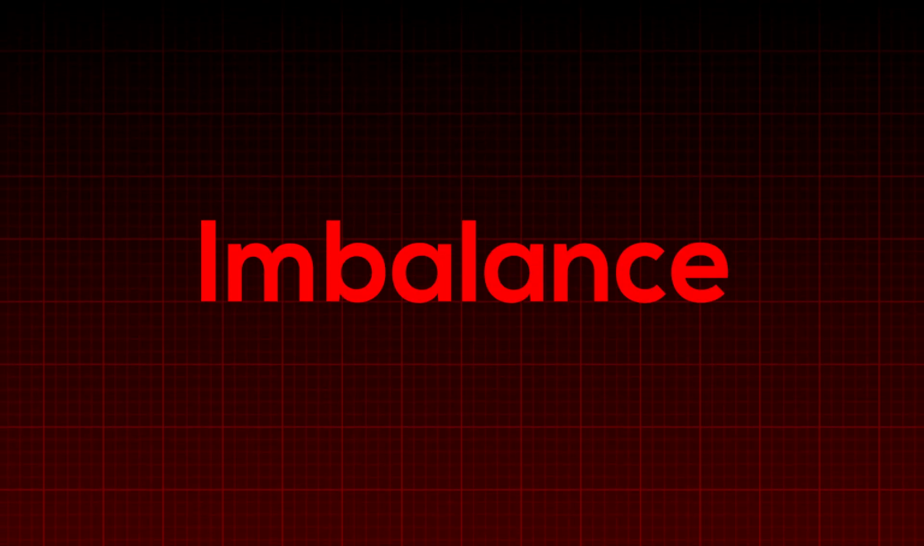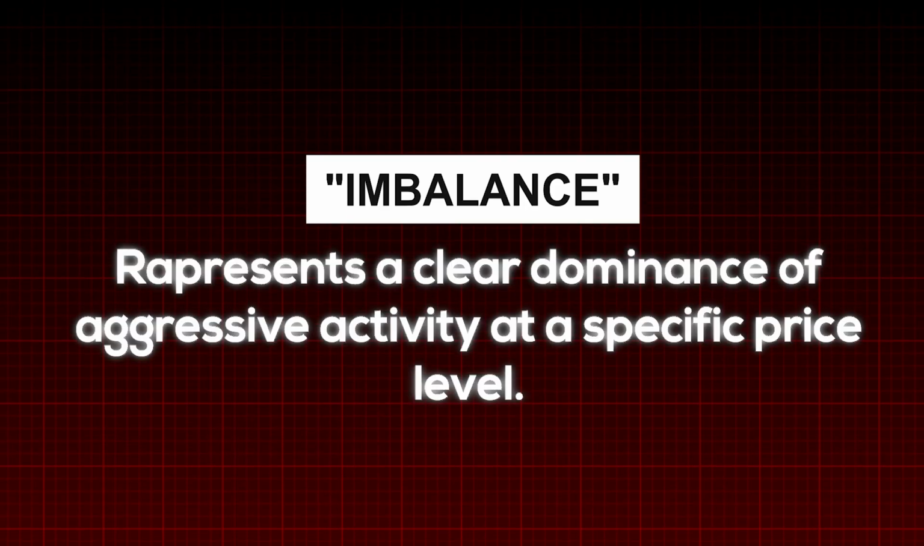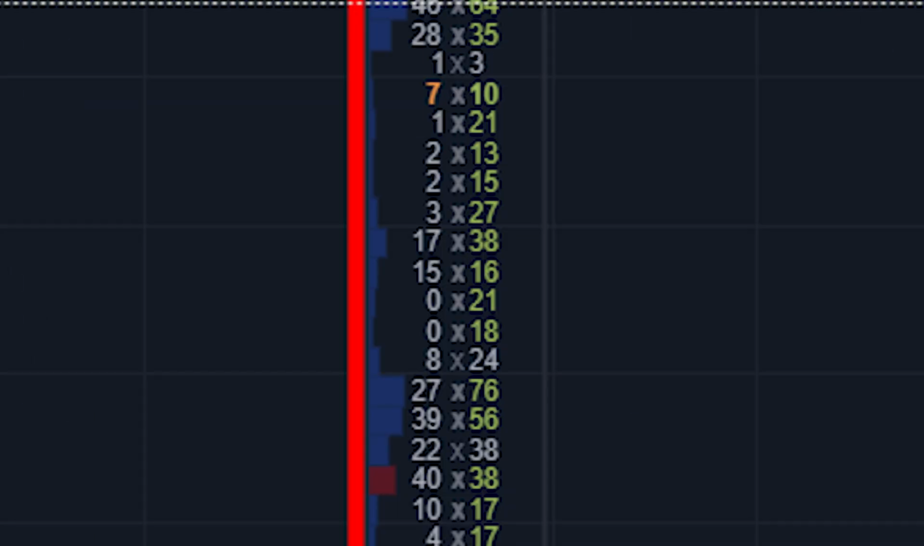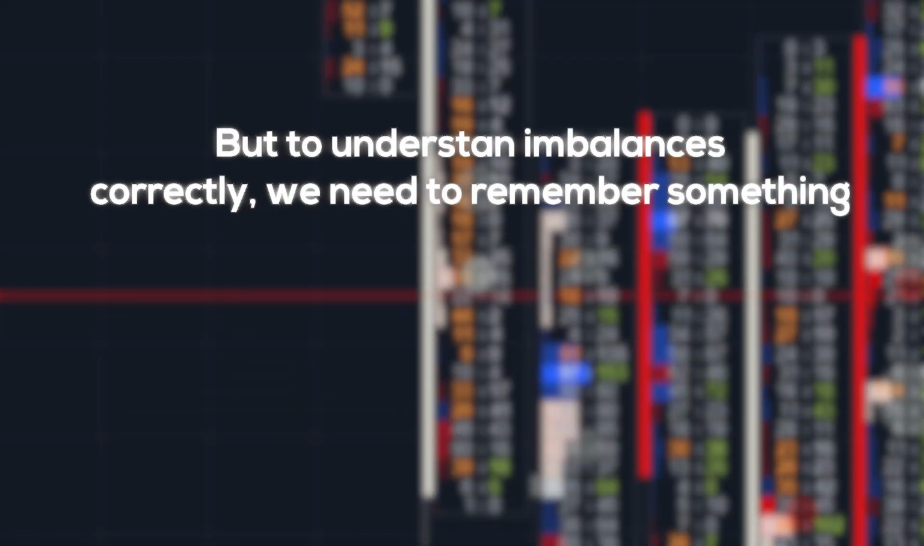Now let's talk about imbalances. An imbalance represents a clear dominance of aggressive activity at a specific price level. In a footprint chart, this is observed when the volume traded at the ask significantly exceeds the volume traded at the bid, or vice versa. But to understand imbalances correctly, we need to remember something.